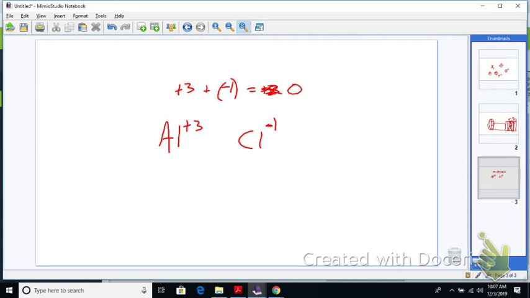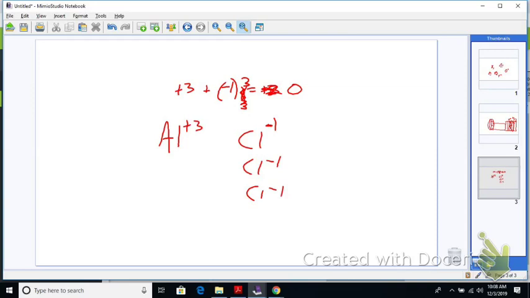So what do I have to multiply that by to get it to 0? Should multiply by 3, right? 3 times a minus 1 gives us a minus 3. So if I put in 3 here, and I multiply it, and then I add it, then I come up with 0. So the question is, how many of these do you have to get rid of this plus 3 charge? You've got to have 3 of them.